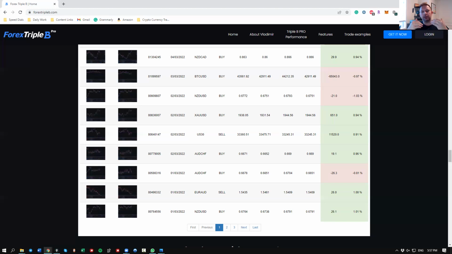So I wanted to explain to you what a pivot is and how it is used in trading conditions, combined with the very basics of price action. Okay, and I want to show you how I use that in the Forex Triple B. If you're interested to learn more about this project, a fantastic project, then this is the website, forextripleb.com.